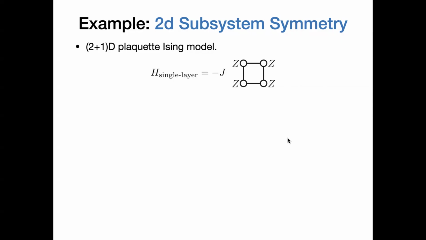Okay. This single layer Hamiltonian has a subsystem symmetry. Namely, it commutes with the product of X over any single column and any single row. So these are the symmetry generators. This symmetry acts on rigid subsystems, so they are called subsystem symmetries.